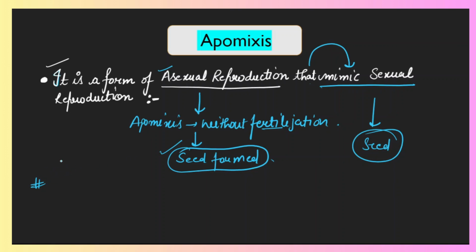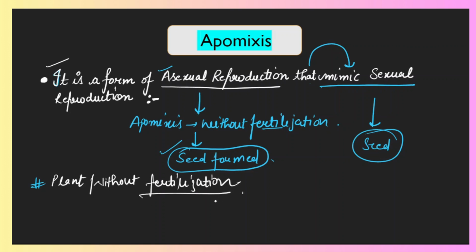Okay, so if we conclude apomixis, it is the formation of a plant without fertilization. It is a form of asexual reproduction, but it mimics sexual reproduction. I hope this term apomixis is clear to you all with its examples.